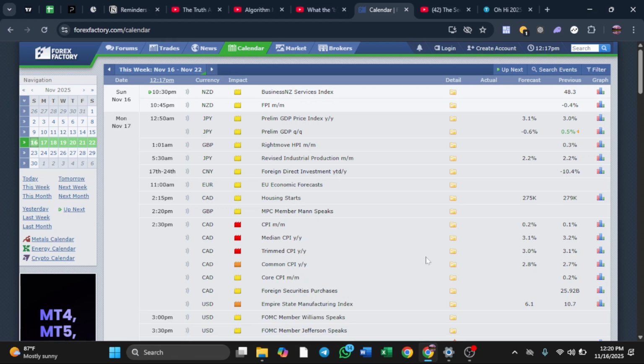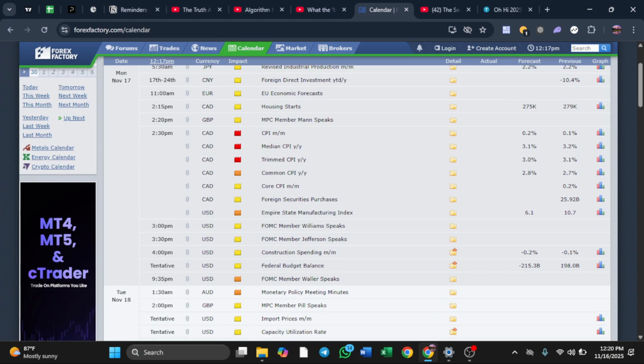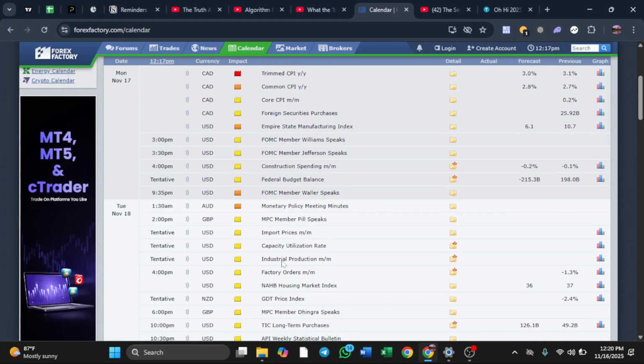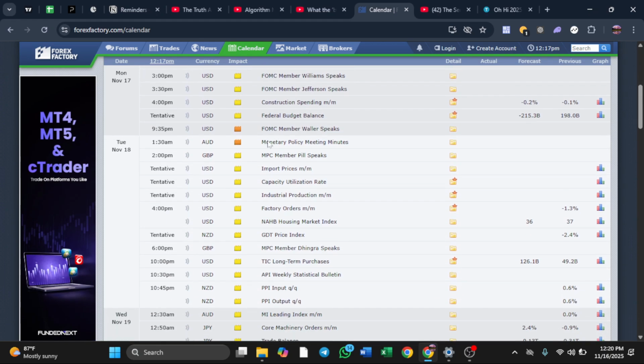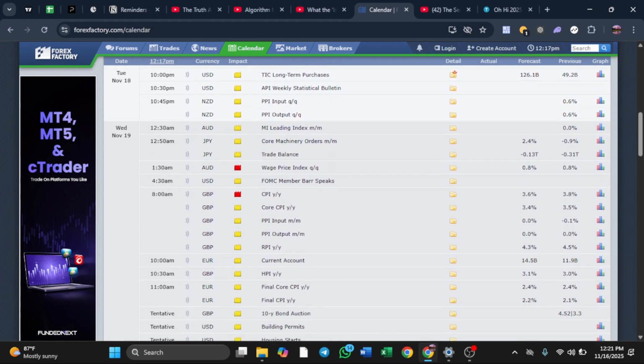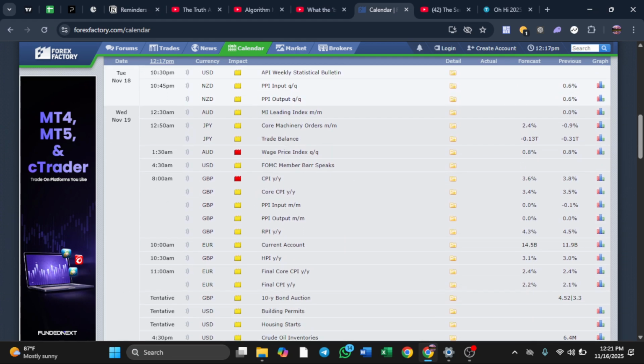Last week we had so much data. But this week we have the CPI inflation data for CAD on Monday. We have so many FOMC members giving their speeches too on Monday, and then we have the wage price index for the Aussie, and the pound inflation, which the market is already pricing in.